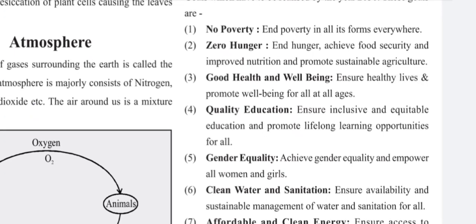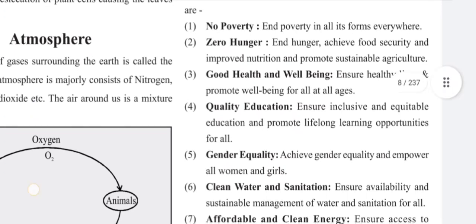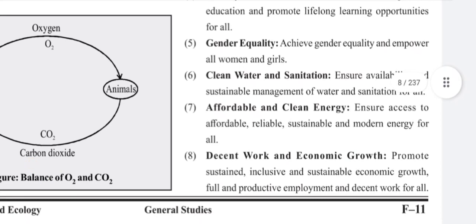Fourth is quality education, ensure inclusive and equitable education and promote lifelong learning opportunities for all. Fifth is gender equality, achieve gender equality and empower all women and girls. Sixth is clean water and sanitation, ensure availability and sustainable management of water and sanitation for all. Seventh is affordable and clean energy, ensure access to affordable, reliable, sustainable and modern energy for all.